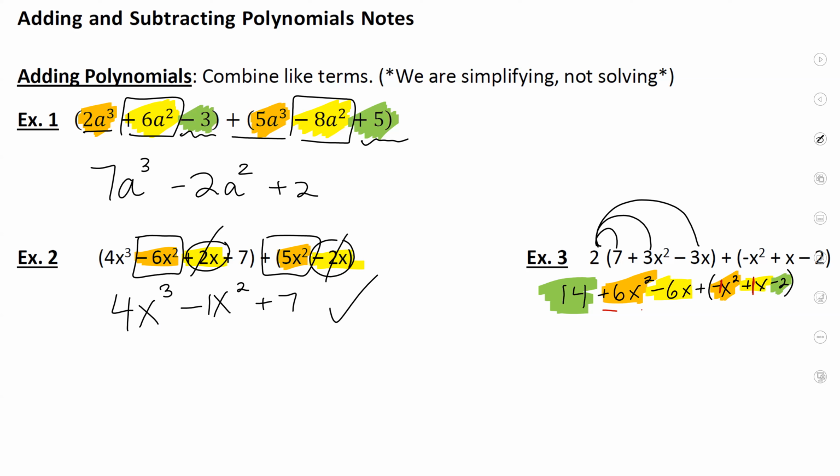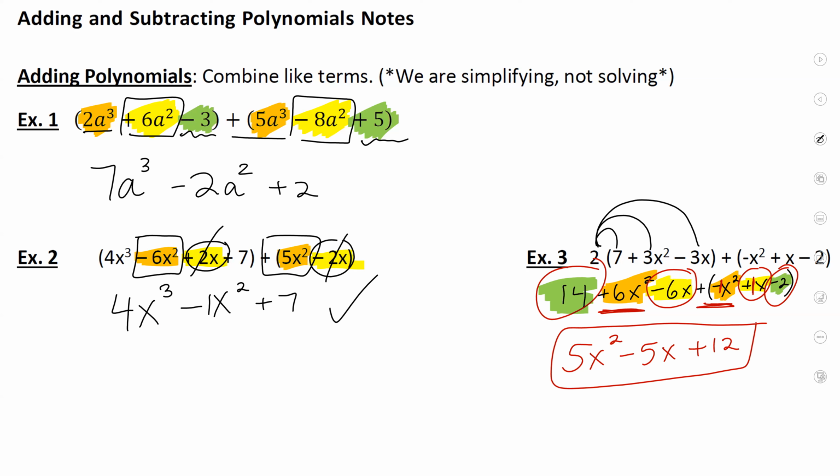Okay, so guys, think with me. What's 6x minus 1? Yep, so this will be 5x squared. 6 minus 1 is 5, so 5x squared. Now let's do what I highlighted in yellow. -6 plus 1. -5, and then keep the x. Now let's do the numbers. 14 minus 2, 12. So that's your answer. Okay, so guys, this is a review on how to add polynomials. Let's move on to subtraction.